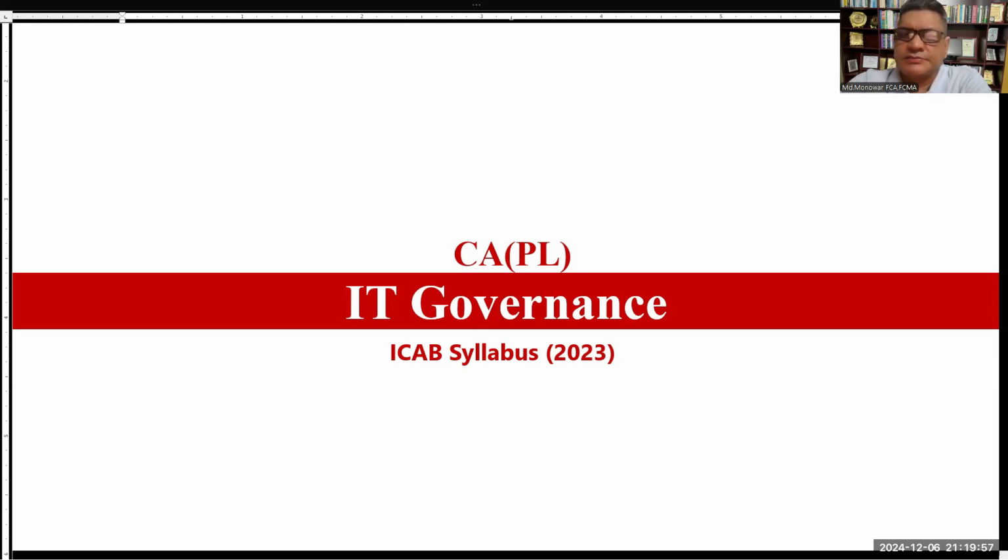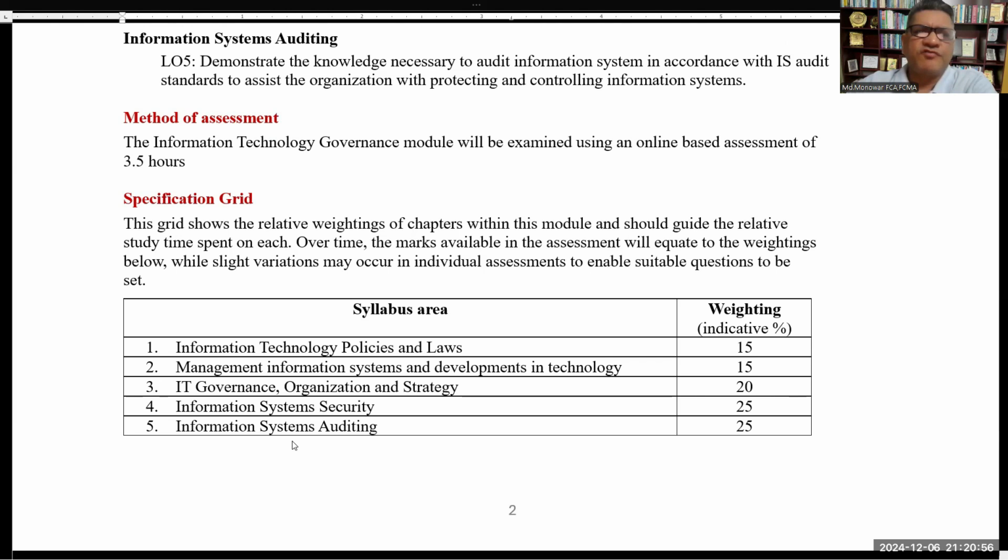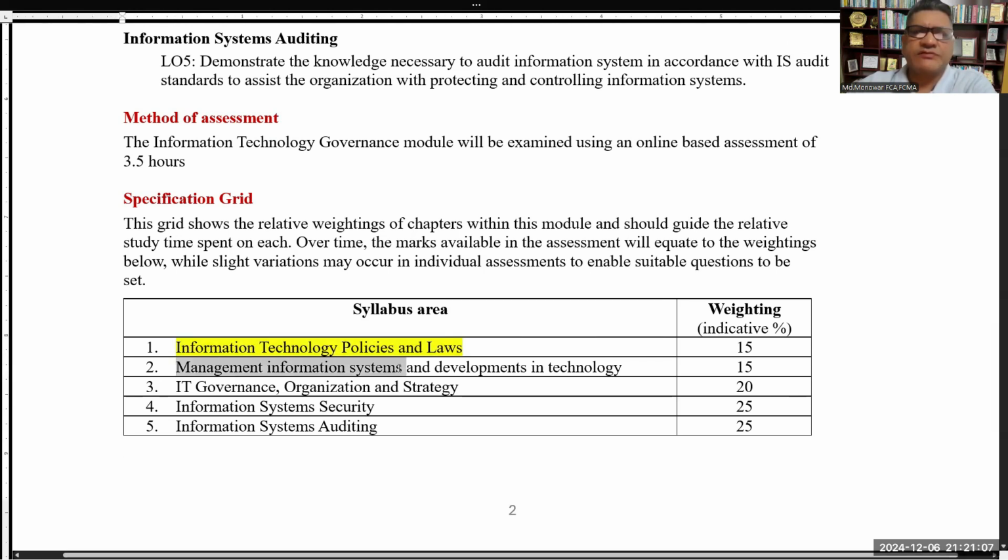Today we'll discuss IT governance, CA professional level based on the new syllabus. If we see the syllabus, it's 100 marks within 5 domains: information technology policies and laws, management information system and developments in technology, IT governance, organization and strategy, information systems security, information systems auditing.